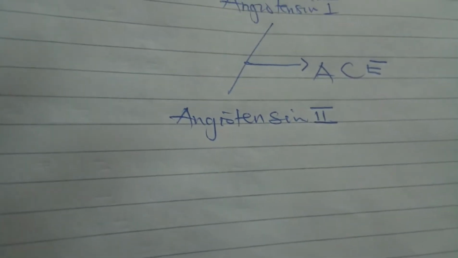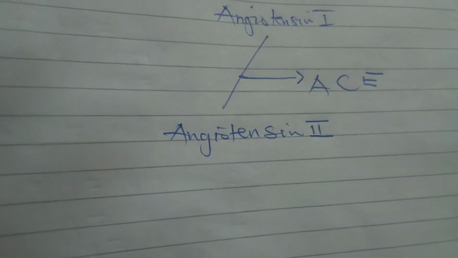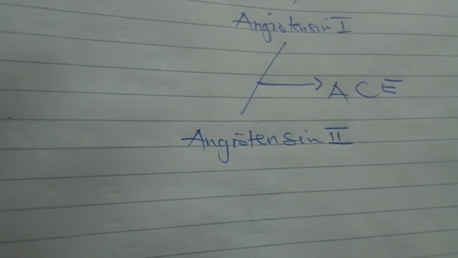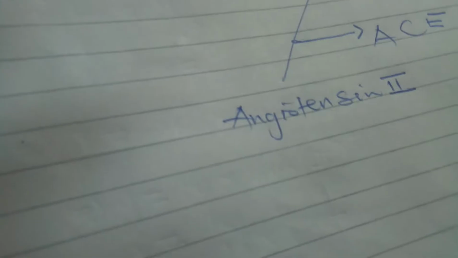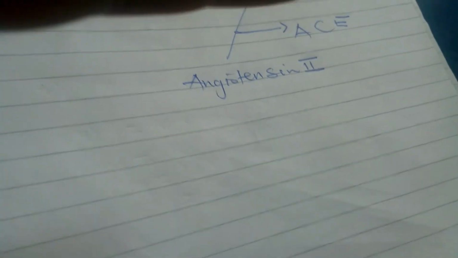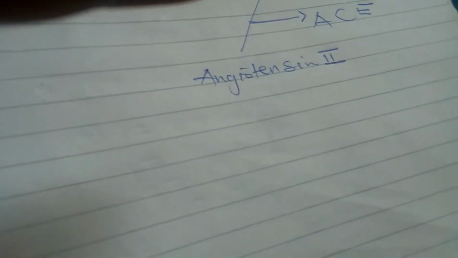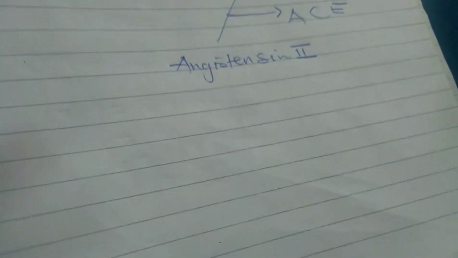Now, what is this angiotensin 2 going to do in the body? Angiotensin 2 is a potent vasoconstrictor. It constricts the blood vessels, the peripheral arterioles, and whenever the peripheral arterioles are constricted, it increases peripheral resistance, and whenever peripheral resistance is increased, it increases cardiac output, hence increasing blood pressure.